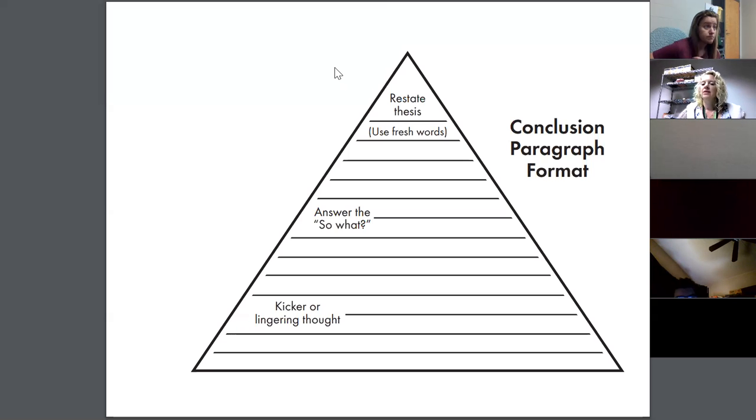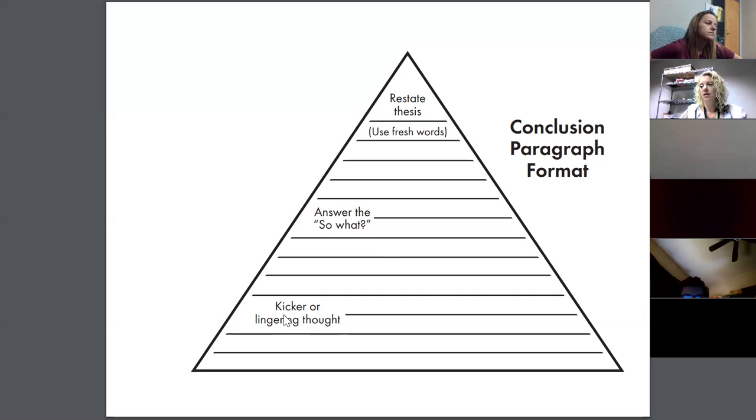All right. So anyway, the first thing that you're going to do in your conclusion paragraph, you're going to restate your thesis in different words. So you're going to use fresh words and reword your thesis in a totally different way. Okay. That's going to be the first sentence of your conclusion paragraph. All right. And then you're going to answer, okay, so what? So why is this important? So what's the point? Okay. And then what's the last thought that you want your readers to have?